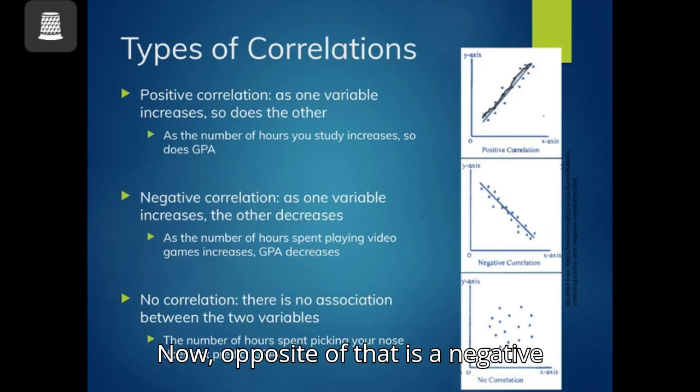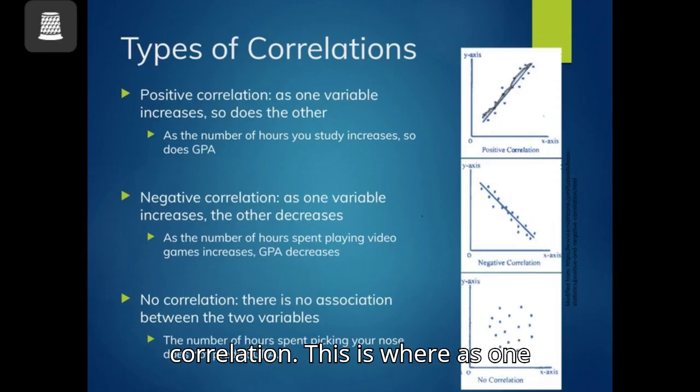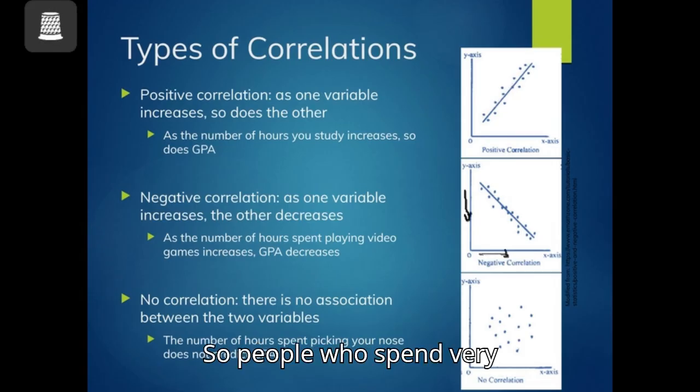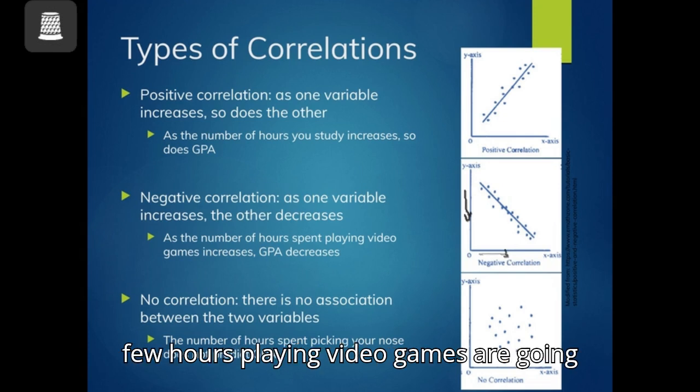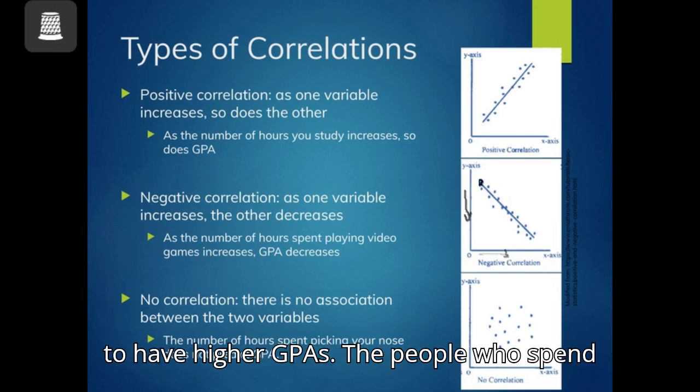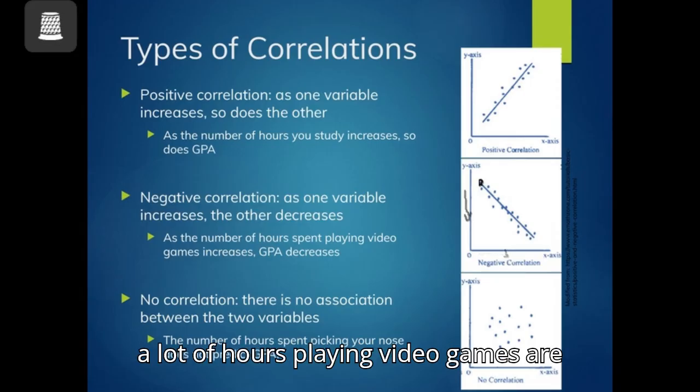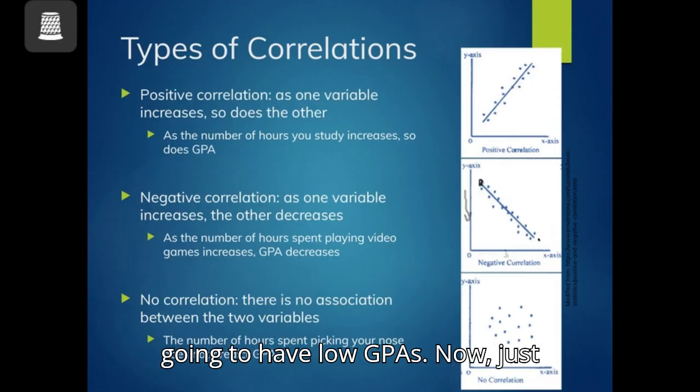Now, opposite of that is a negative correlation. This is where as one variable increases, the other one decreases. So the more hours you spend playing video games, the lower your GPA gets. People who spend very few hours playing video games are going to have higher GPAs. The people who spend a lot of hours playing video games are going to have low GPAs.